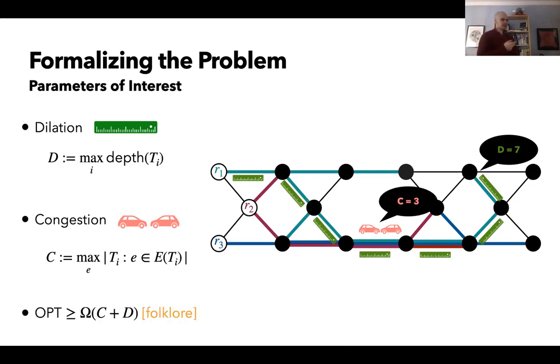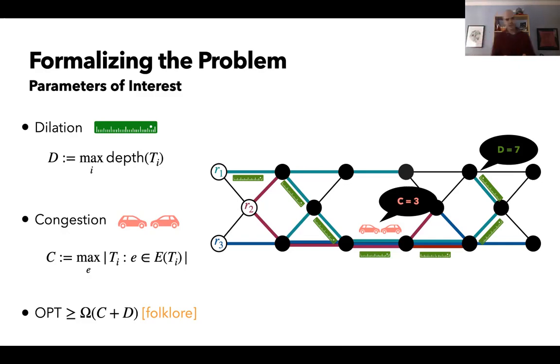So one easy-to-see piece of folklore is that the length of the optimal schedule, which I'll notate with OPT for the rest of the talk, is always at least C plus D. Now, why is that? If you think about the dilation, then in any given round, the path which defines this dilation has at most one packet, or you make at most one edge of progress along this path. So you're going to need at least dilation many rounds.